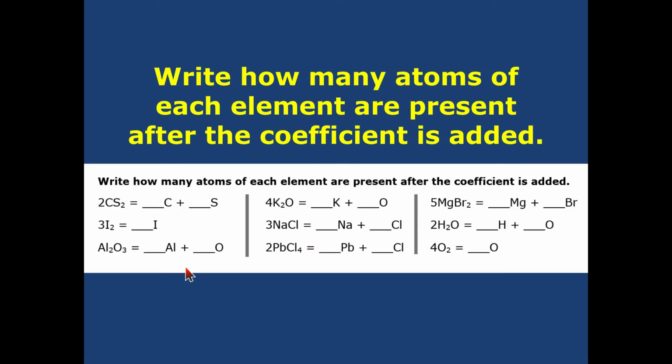So write how many atoms of each element are present after the coefficient is added. So I'll do this first one with you. Once again, we distribute. So 2 times 1C would be 2 here. And then 2 times 2 S's would be 4 S's. So go ahead and work through the rest of those. Make sure you have that handled. And then here's the rest of the answers.